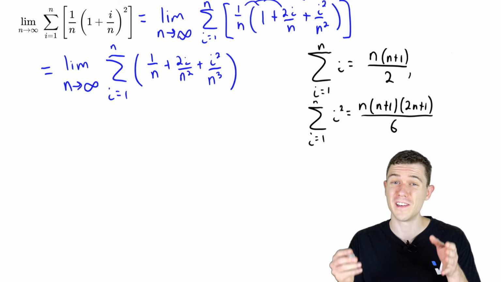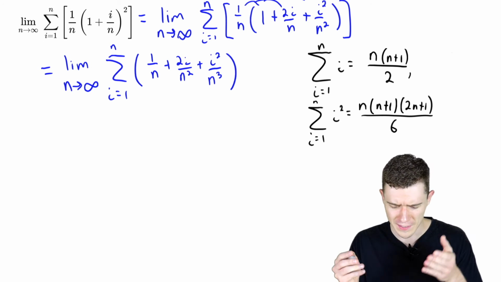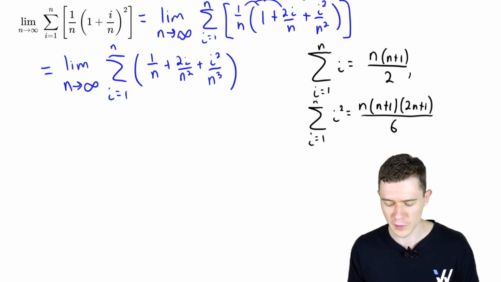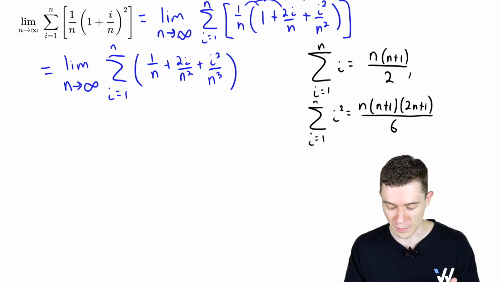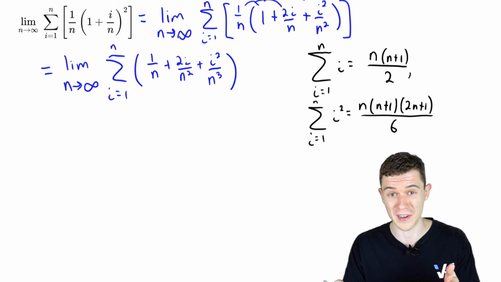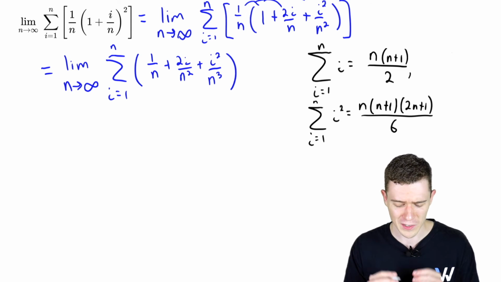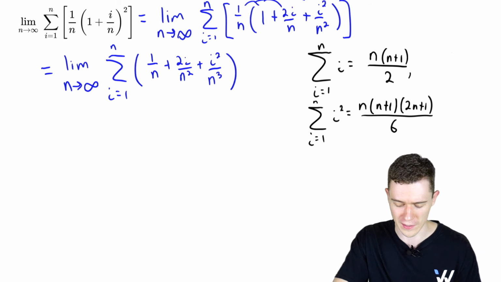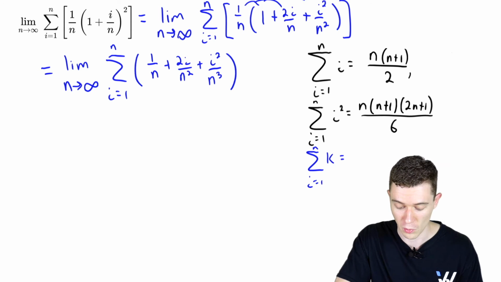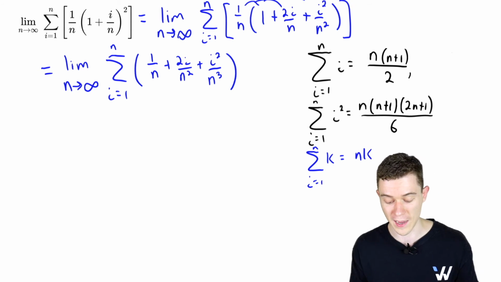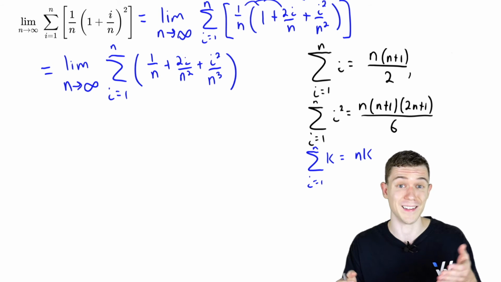Now we have to take advantage of those reduction formulas. The sum of i, that's n times n plus 1 over 2. The sum of i squared, well, that's n plus 1, 2n plus 1 over 6. We'll need to use those, as well as just summing up a constant. Remember, if we take the sum from i equals 1 to n of some constant k, well, this is just n times k, since we add up k n times.